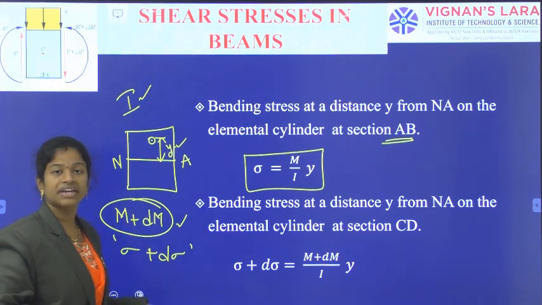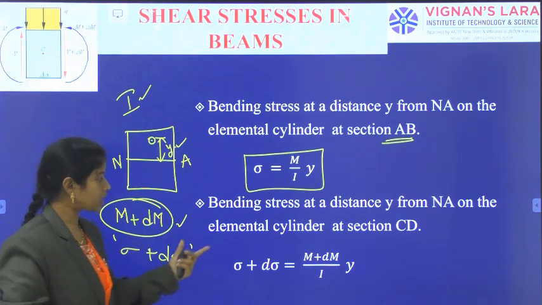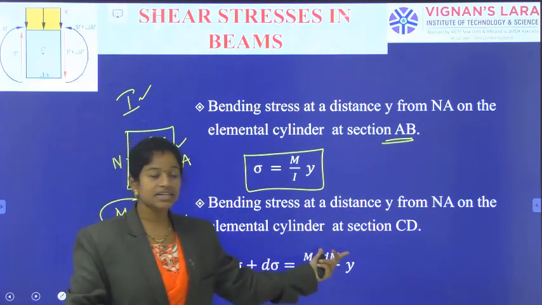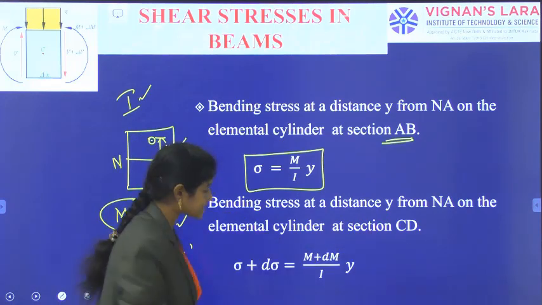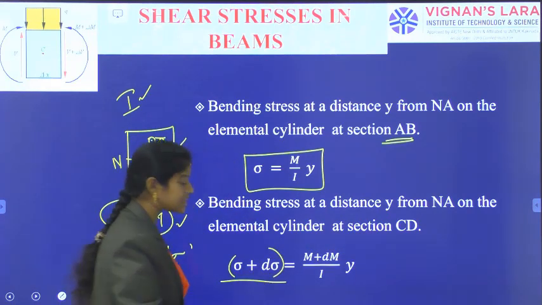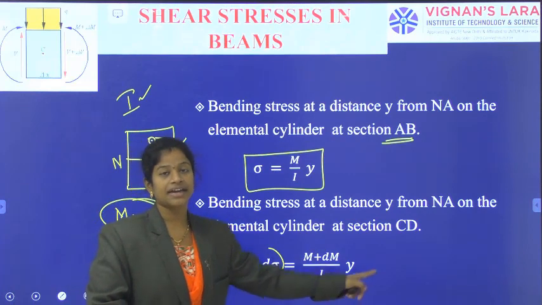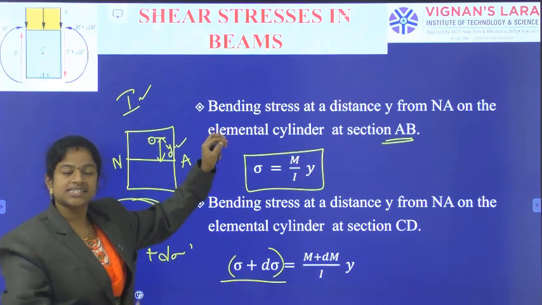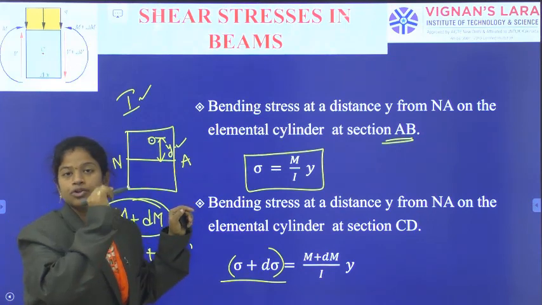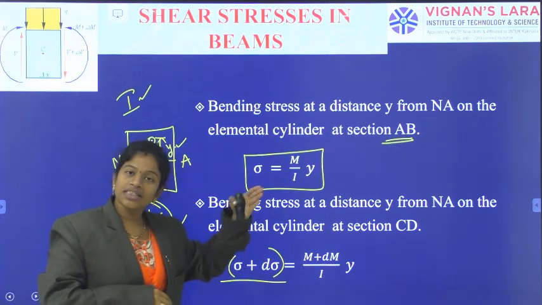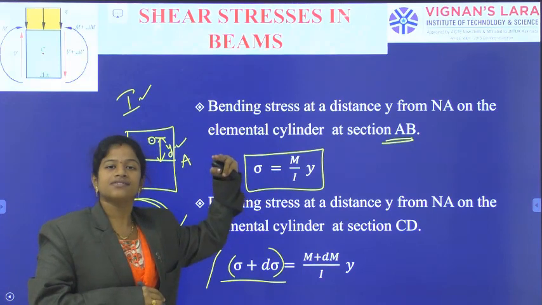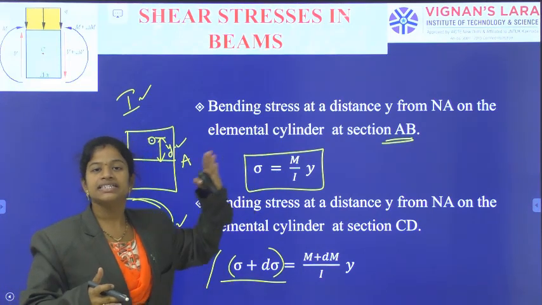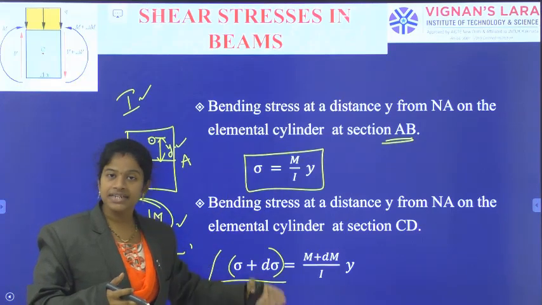So the corresponding bending stress on the section CD, at a distance y from the neutral axis on the elemental cylinder at section CD, is sigma plus d sigma, equal to (M plus dM) by I into y. This is the bending stress acting on the section AB at a distance y from the neutral axis, and similarly on the section CD at a distance y from the neutral axis. So section AB has moment M, and section CD has moment M plus dM.